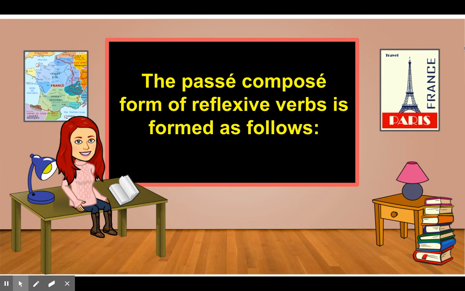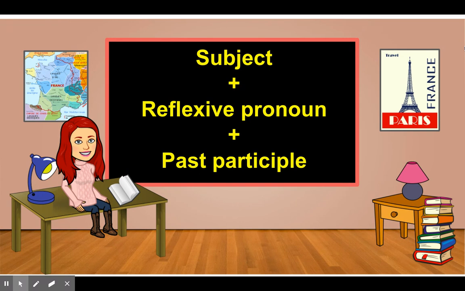Okay, press pause if you need more time. I'd like you underneath that to write this formula. Subject plus reflexive pronoun plus past participle. You can put this on one line or you can put it on several lines the way I did. It's completely up to you. Pause if you need more time.